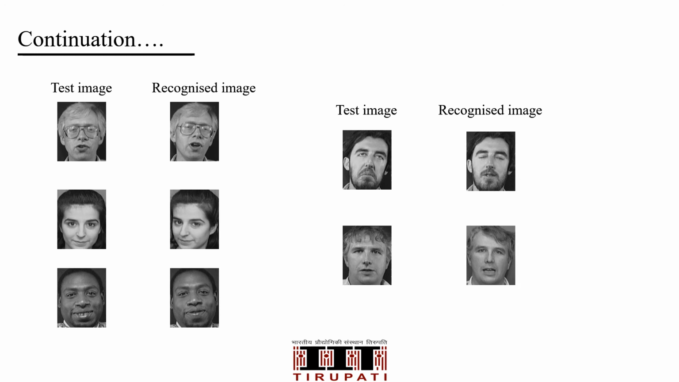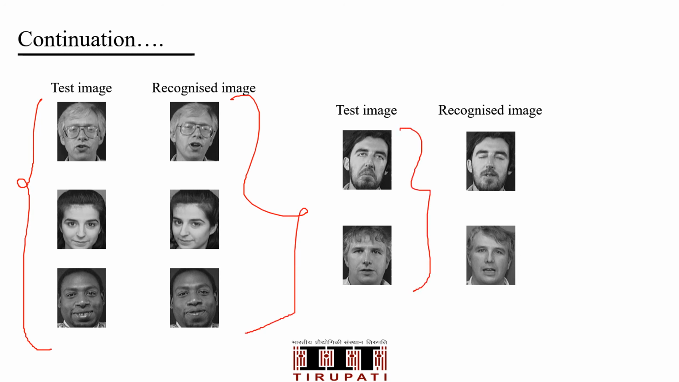Here you can see these are the test images and these are the recognized images. And similarly, these are test images and these are recognized images. The test images are also from the data set only, which we have earlier said that each class contains 10 images. Initially, we are training the model with the first 8 images and the rest 2 for testing. And from the rest 2, this is one of them.